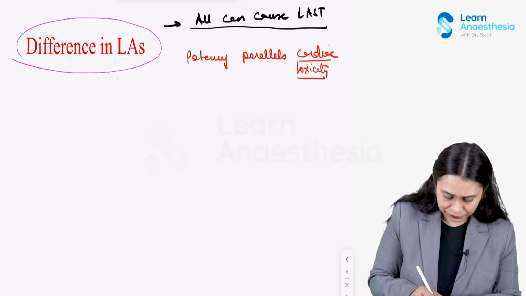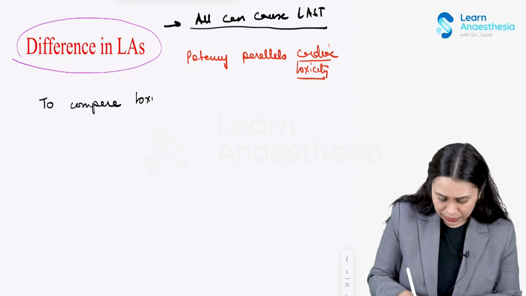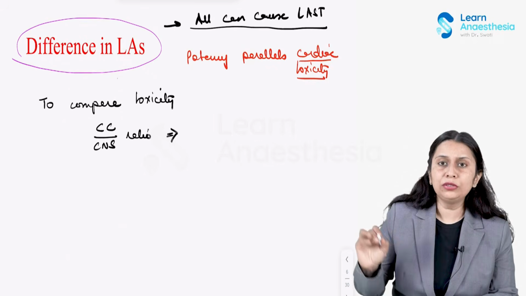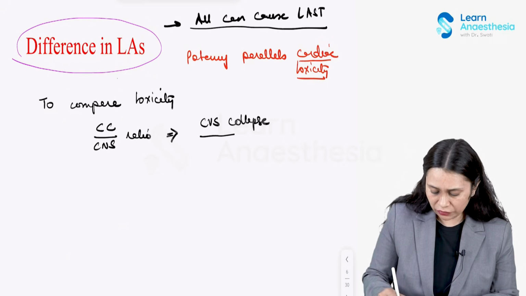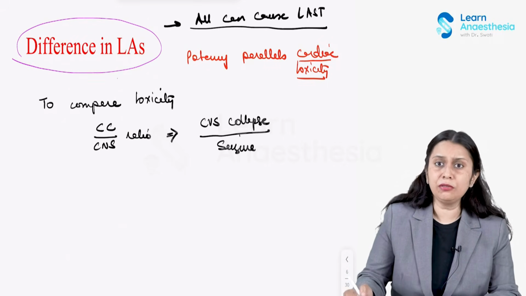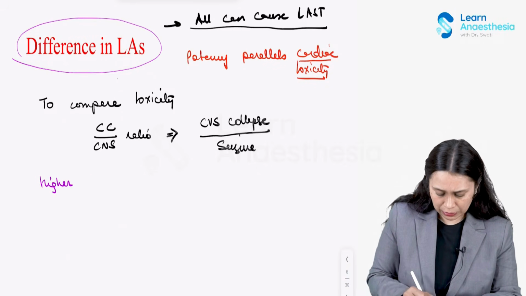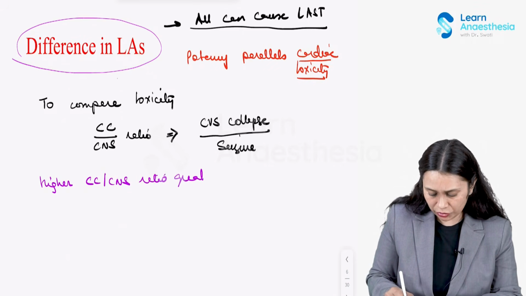So as I said, to compare toxicity, we use something called the CC-CNS ratio. What is this CC-CNS ratio? The dose at which it will cause cardiovascular collapse and the dose at which it will cause seizure. And the higher the CC-CNS ratio, the greater is the margin of safety.